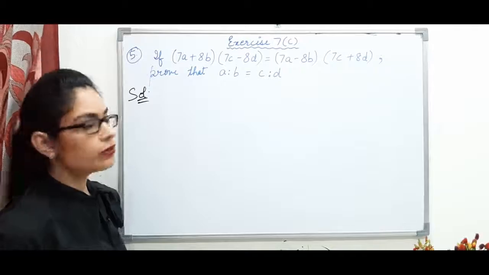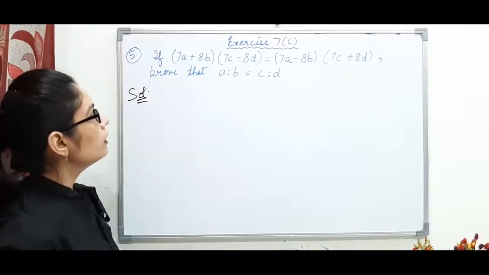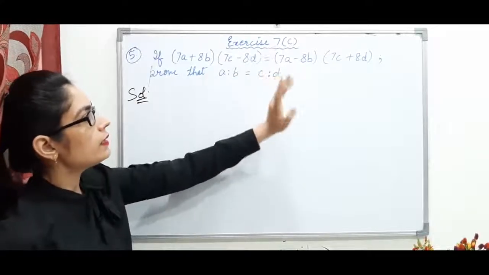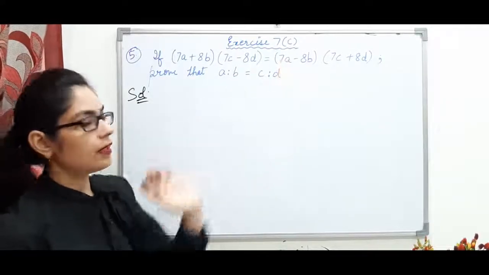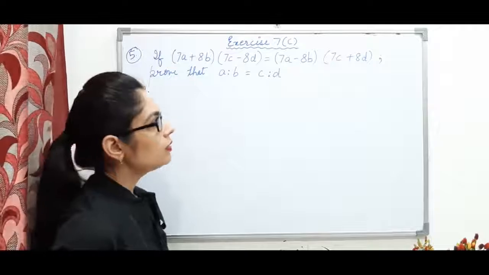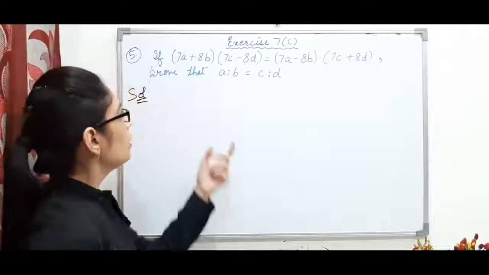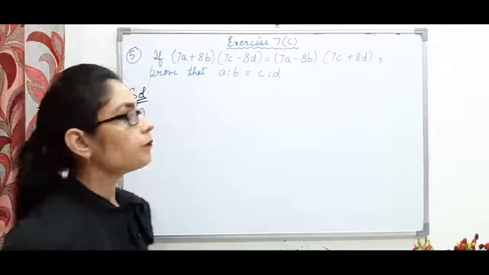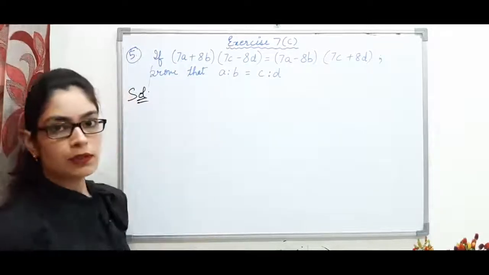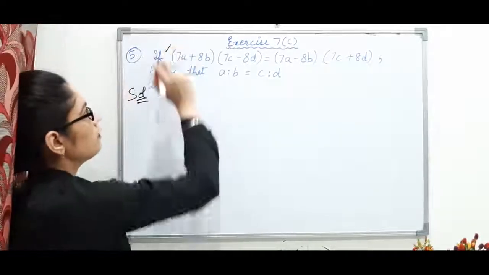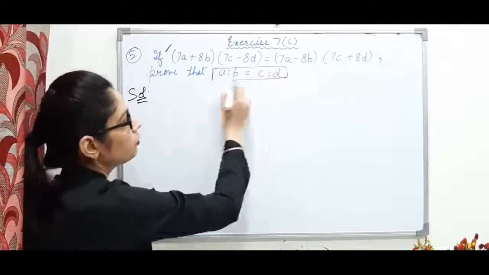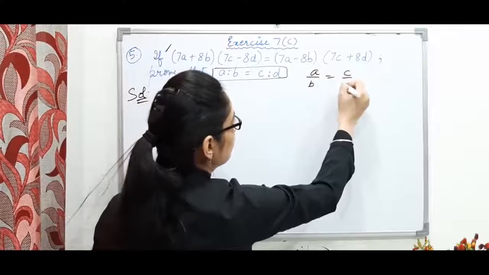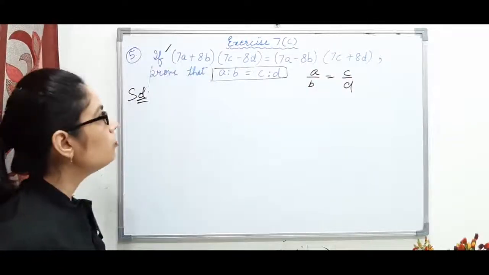In the 7th question, it's given that 7a plus 8b into 7c minus 8d is equal to 7a minus 8b into 7c plus 8d, then we have to prove that a is to b equals c is to d. See, it's exactly similar to the previous question. This thing is given to us and this we have to prove. This means a by b equals c by d. So this is what we have to prove here.